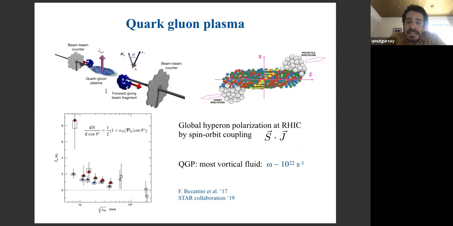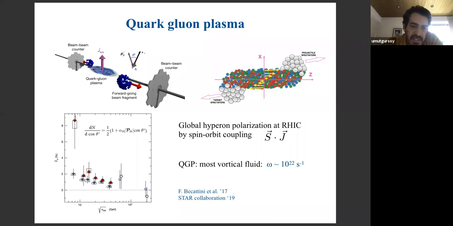So what these guys did is that in these off-central collisions, they measured the polarization of a certain particle that is produced at the freeze-out when the plasma expands. This particle is called the lambda hyperon, denoted by lambda, and there's an anti-particle as well, lambda bar. And what they found is that there is a non-trivial, non-vanishing global polarization.